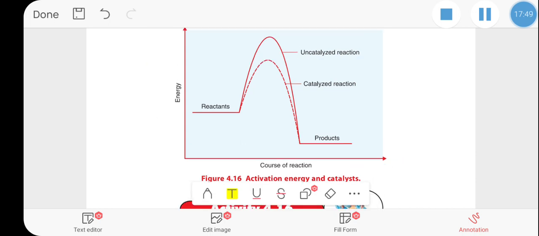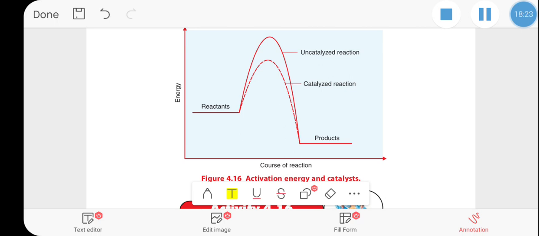To conclude, the factors affecting the rate of reaction are nature of reactant, temperature, concentration, catalyst, and surface area. In the case of the nature of reacting species or reactants, some substances react faster, others react slowly, and others do not react at all.